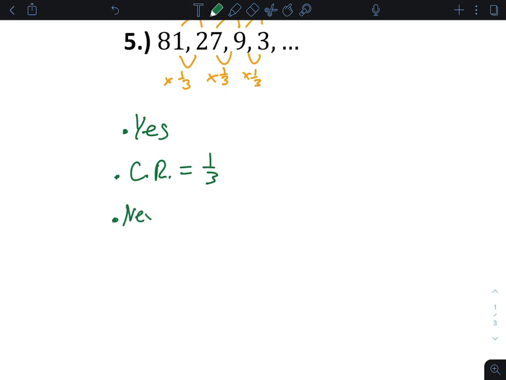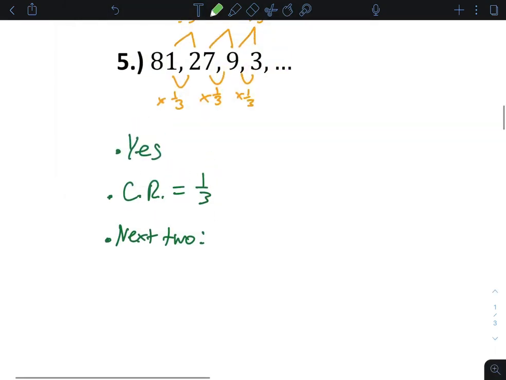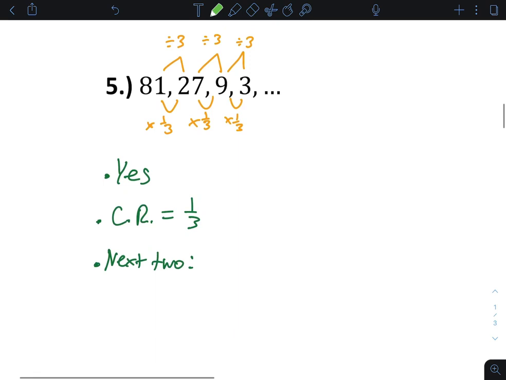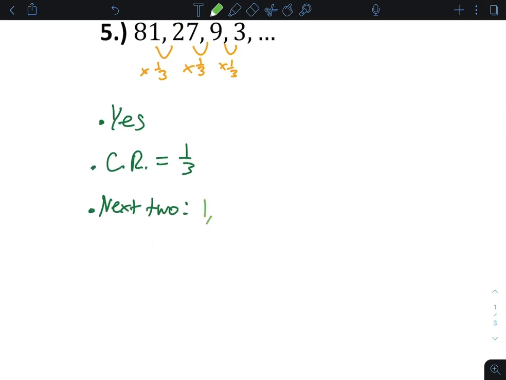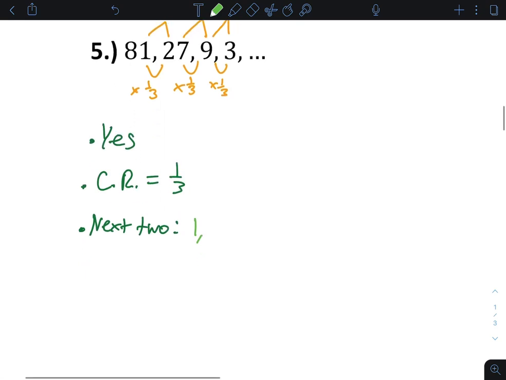And then finally, our next two terms, well, let's keep doing the same thing we've just been doing. So let's take 3 and multiply it by 1/3 or divide it by 3. It may be easier to think of it as dividing in your case. So we'll do 3 divided by 3, which is 1. And then you'll do 1 divided by 3 as well, which is just 1/3.